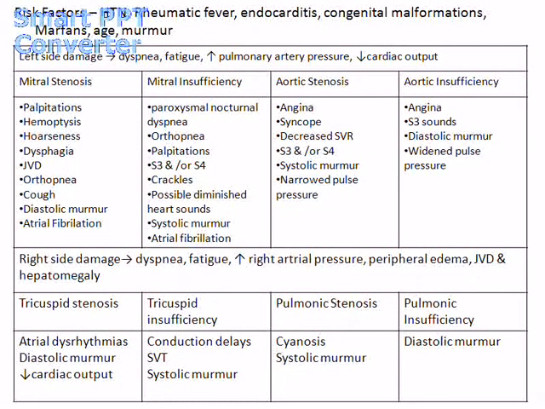With tricuspid insufficiency, there will be delays in the conduction system, so we're going to see changes in the EKG. There could be supraventricular tachycardia and a systolic murmur. With the pulmonic stenosis, so this is going from the heart into the lungs, cyanosis, systolic murmur, and with insufficiency, we'll hear a diastolic murmur.